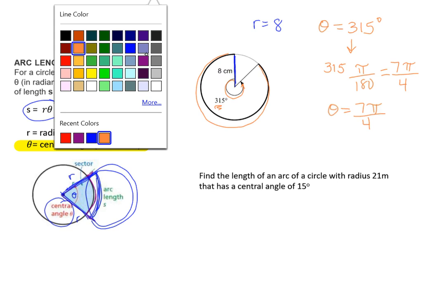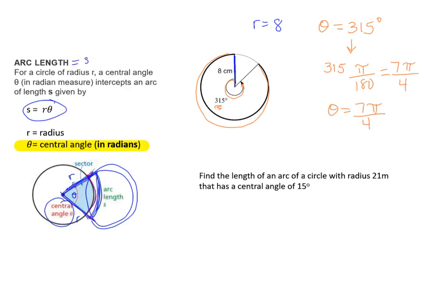All right, now let's find our arc length. Arc length s is equal to r, which is 8, times 7 pi over 4. Now if you multiply that out and simplify, you'll end up with 14 pi. Now arc length is a measurement, so 14 pi is a perfectly valid answer. But if this were some kind of story problem, you would probably give it in decimal form, which is about 44 centimeters.